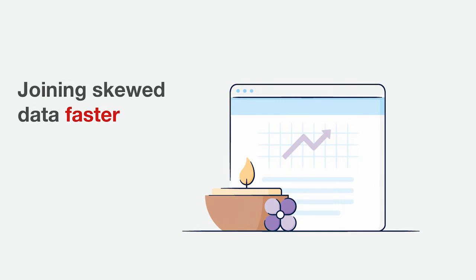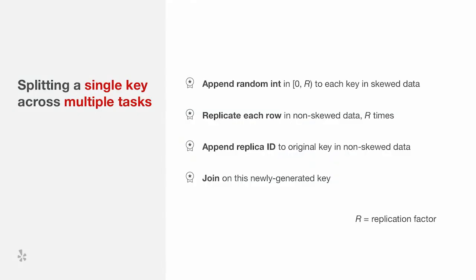So how can we do this faster? Actually, I should say joining skewed data faster and more reliably there, because part of it is sometimes enabling a join that would otherwise fail. What we really want to do is to split the workload for a single key across multiple tasks, so we still get the benefit of parallelism.